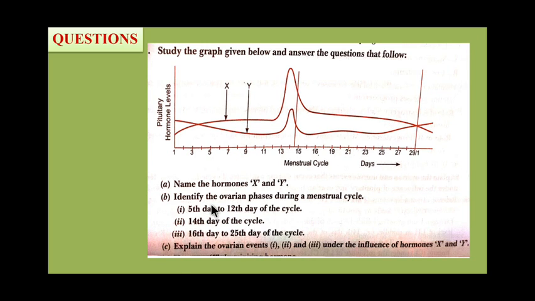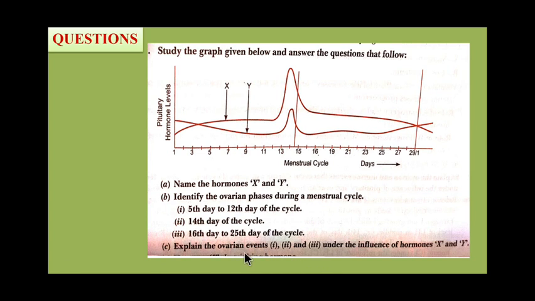So next you have to identify the ovarian phase. So the ovarian phase for 5th day to 12th day is the follicular phase. Here you have to name only the phases, please don't describe. 14th day is the ovulatory phase and 16th to 25th day is the luteal phase.